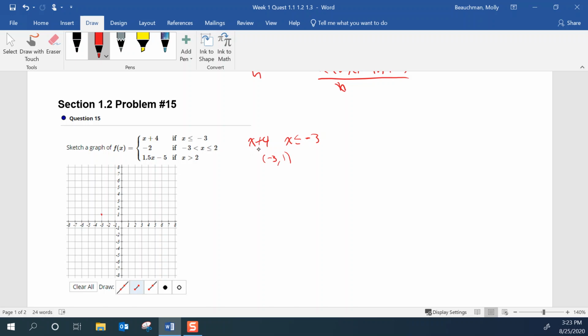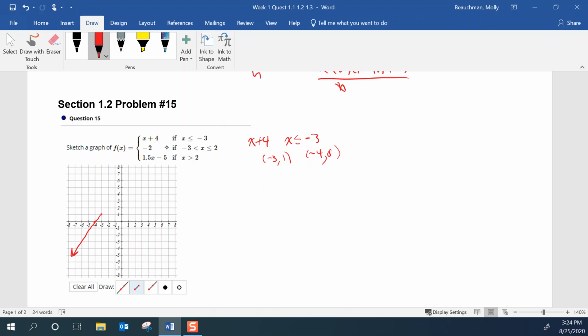Then the slope is 1. So it's a positive slope, or you could actually just find another point. Pick another value less than negative 3, which is negative 4. If I substitute that in, negative 4 plus 4 is 0. So negative 4, 0. So right now I know that's x less than or equal to negative 3. There's that piece of the graph.